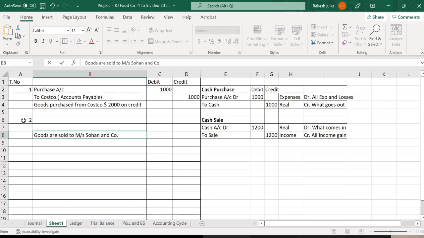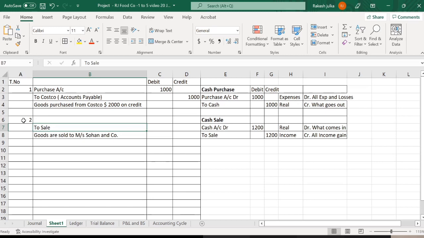And company. This is one small company or big company, but we have sold goods to Messrs. Sohan and company on credit. It means we have not received anything. On the other side, if there is a purchase, we write purchase always, whether this is a credit purchase or cash purchase. If there is a sale, whether this is credit sale or cash sale, we will write sale.